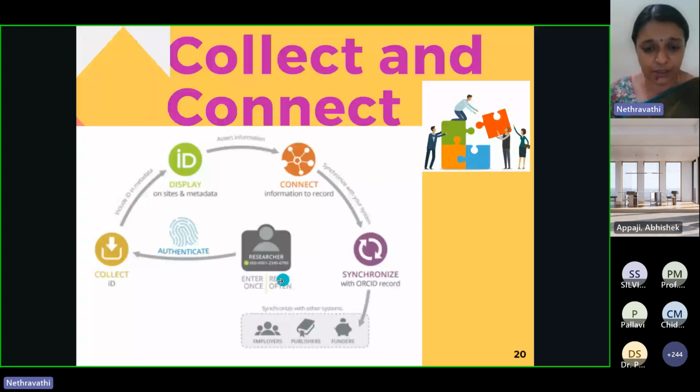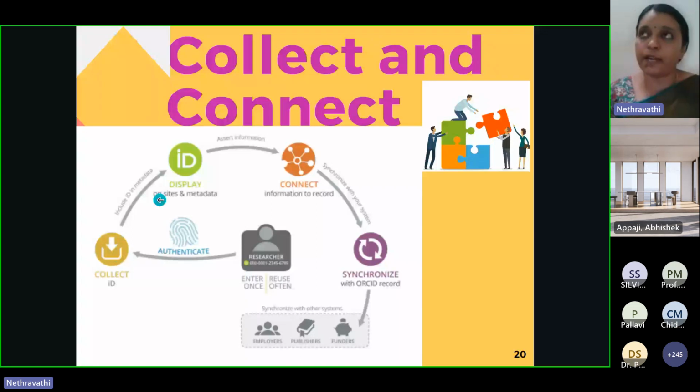So there is a researcher. That researcher will create an ORCID ID, and he or she will get a 16-digit number. It says enter once, use often. So what to do after creating this ID? Then it will be stored in the database, and then it will be displayed on sites and metadata.